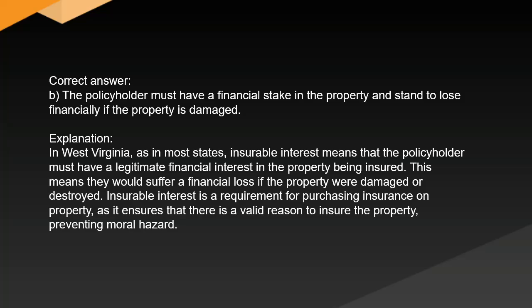Correct answer. B. The policyholder must have a financial stake in the property and stand to lose financially if the property is damaged. Explanation. In West Virginia, as in most states, insurable interest means that the policyholder must have a legitimate financial interest in the property being insured. This means they would suffer a financial loss if the property were damaged or destroyed. Insurable interest is a requirement for purchasing insurance on property, as it ensures that there is a valid reason to insure the property, preventing moral hazard.